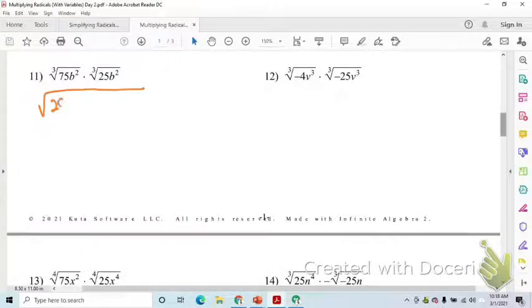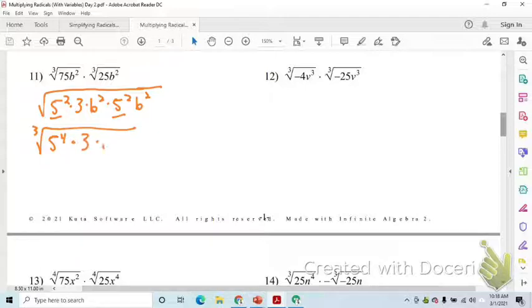75 is the same thing as 25 times 3. No, I'm not going to do that. Hang on. 75 is the same thing as 25 times 3, but I'm going to write that as 5 squared times 3. And then b squared. Great. 25 is the same thing as 5 squared, and then b squared in there. So I'm going to go ahead and work with this first. That'll be third root of 5 to the 4th, because 2 plus 2 is 4. And then I still have that 3, but now I have a b to the 4th.